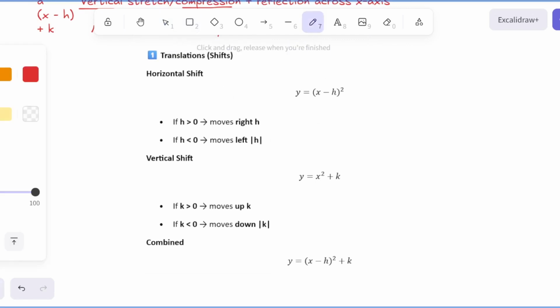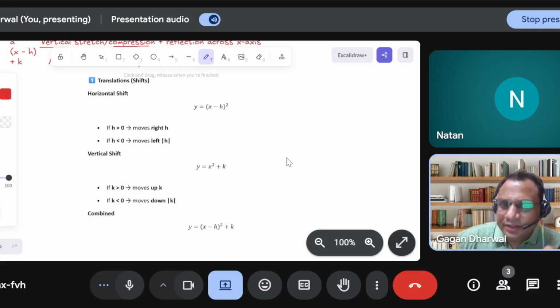So horizontal shift, as we already discussed, your h is the horizontal shift, and the sign will matter. If h is greater than 0, then it will move towards the right, and if h is less than 0, it will move towards the left, right? And the vertical shift, k, the y coordinate of the vertex, will tell you whether the movement is upside or downside along the y-axis. So if k is greater than 0, it's moving up, and if k is less than 0, the parabola is moving down.